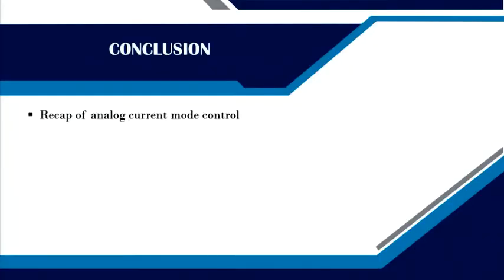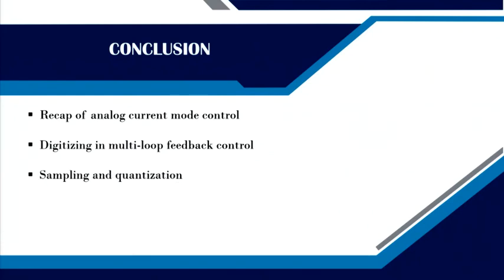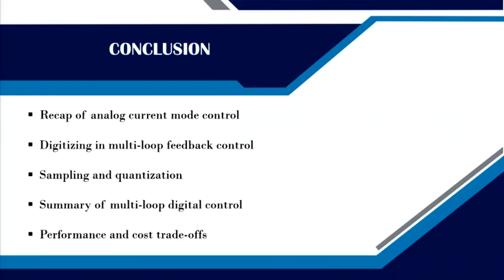In summary, we have recapitulated the analog current mode control technique, which is like a 2-loop control. Then we discussed how to digitize this 2-loop control, where we should sample, whether we should digitize the voltage or current or their combination. Then we discussed some issues of sampling and quantization. We summarized multi-loop digital control, and we discussed some aspects of performance and cost, but we will discuss more about this architecture in detail in the subsequent week.